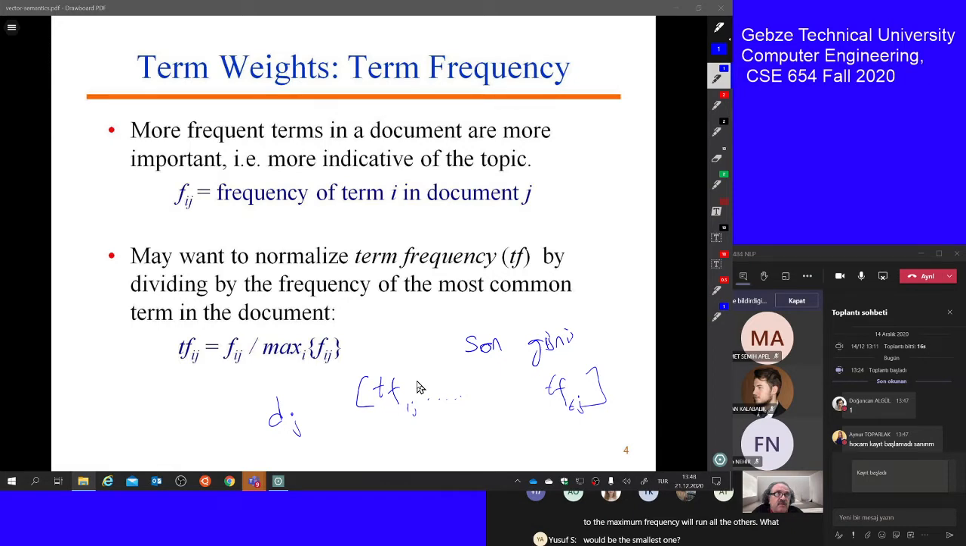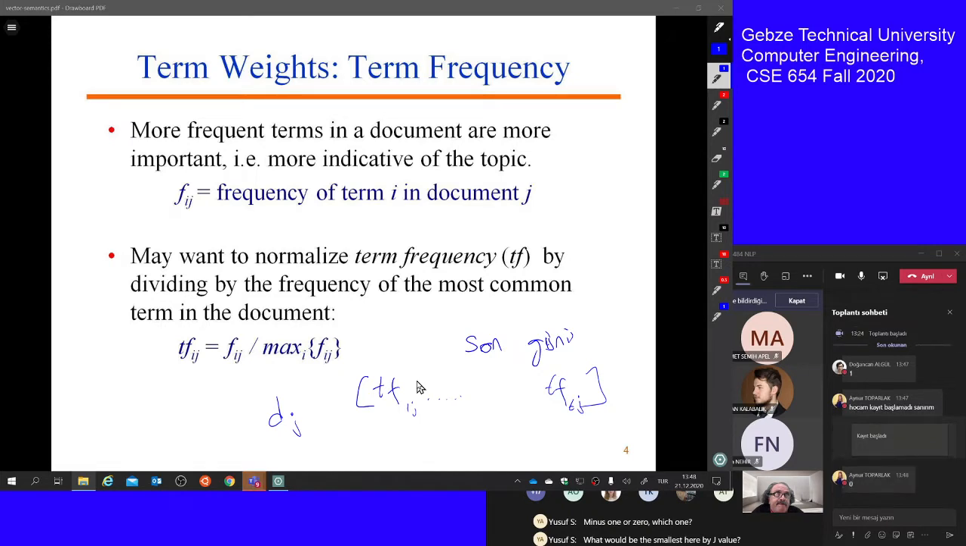-1 or 0? Which one? What would be the smallest TF-IJ value? Zero is the answer, yes. It's not -1. It is 0.